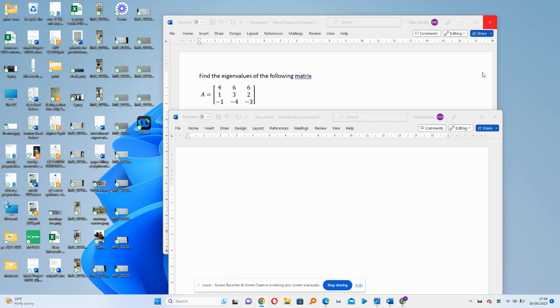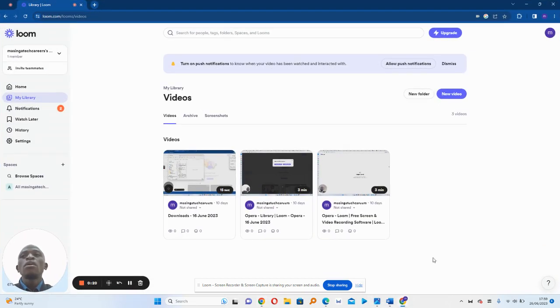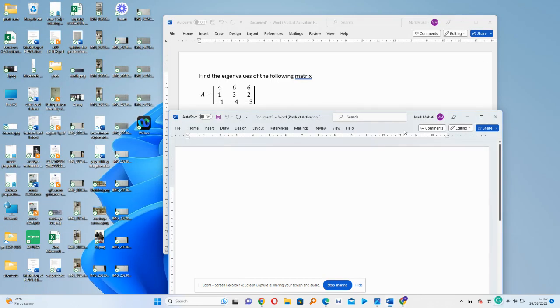Eigenvalues. And to begin with, I want you to try that problem. Find the eigenvalues of the following matrix. The matrix is shown on the screen for you to try it out. That is A is equal to 4, 6, 6, 1, 3, 2, -1, -4, -3.